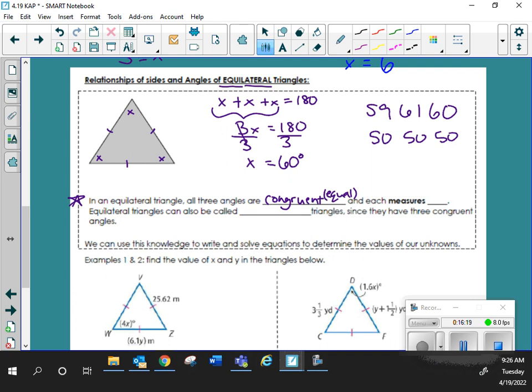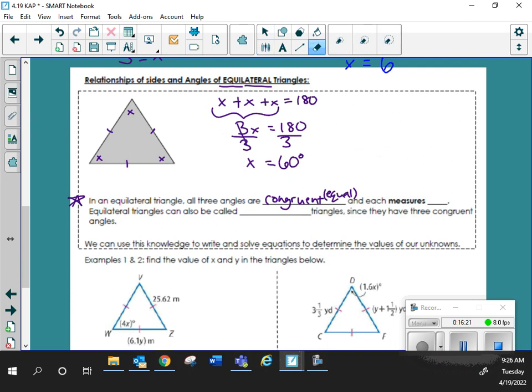Thank you so much. Okay. So is that sometimes, always, what? It is always going to be 60 degrees for an equilateral triangle. Always. Okay, that means it's always going to be classified as what as well? It's always going to be equilateral and acute.